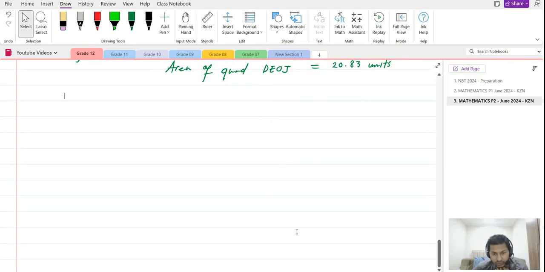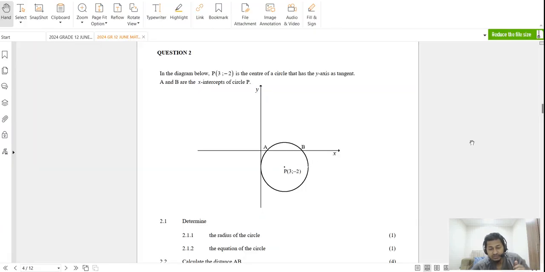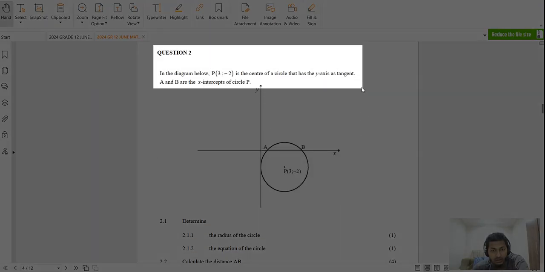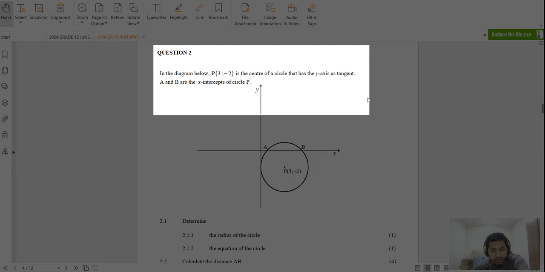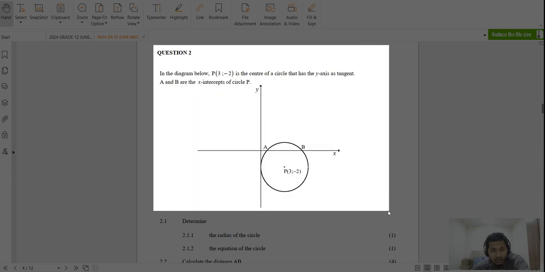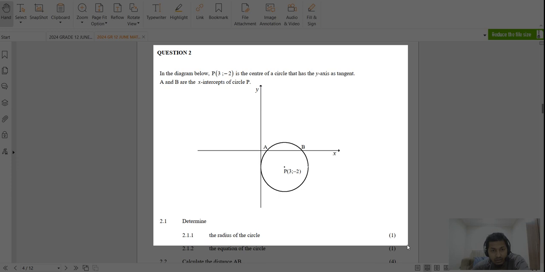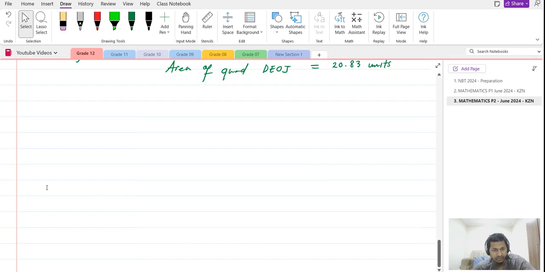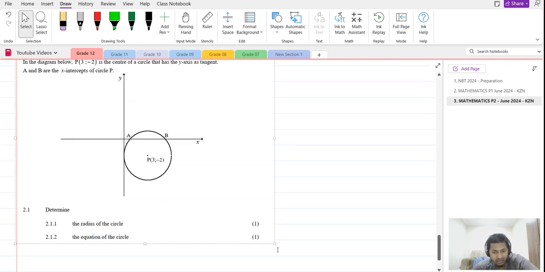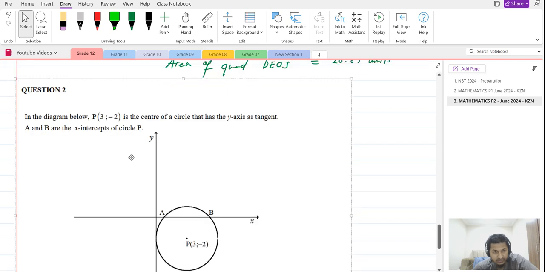Moving on to question 2. As we see here, we have an equation of a circle. Alright, let's do the first 2 questions together. Moving on to question 2. Let's see what information is given. Make sure you read everything and mark the diagram.